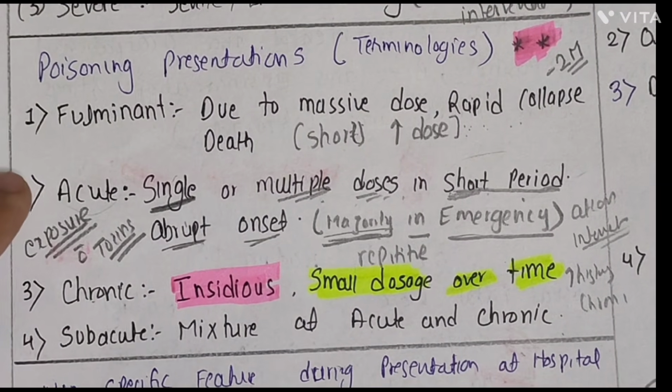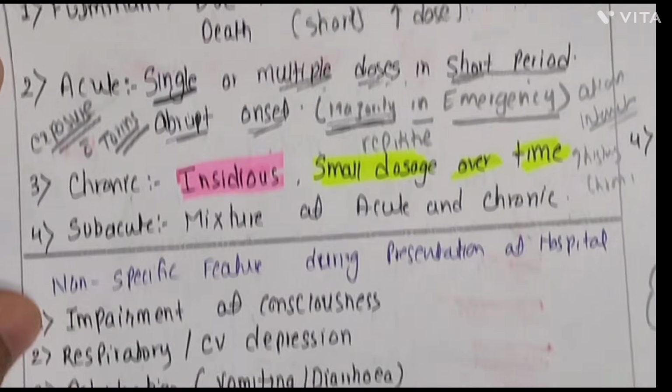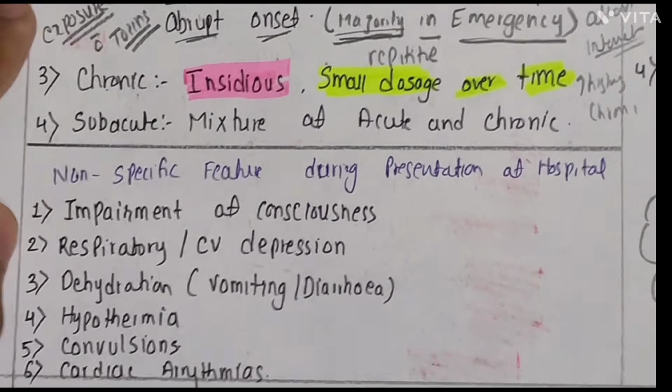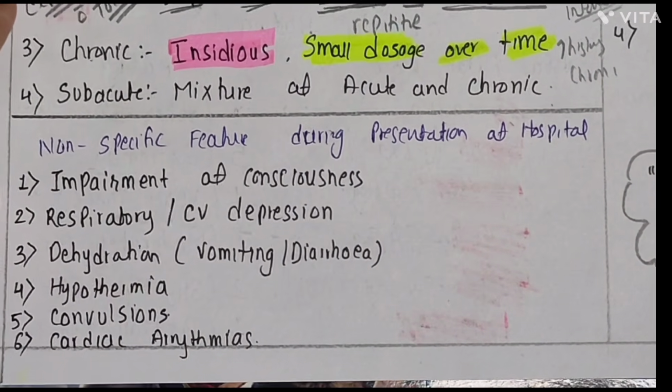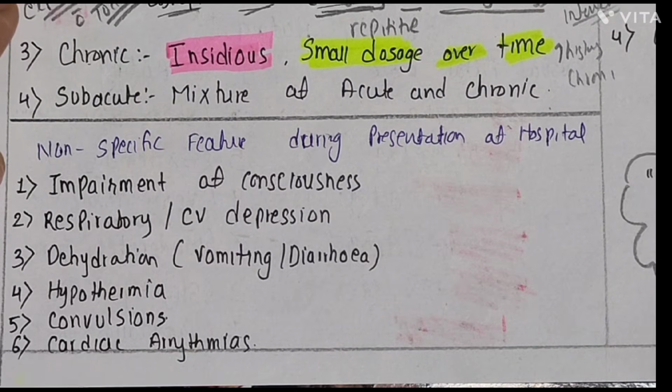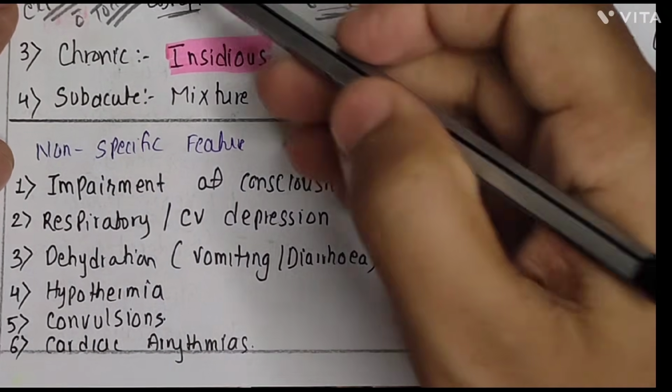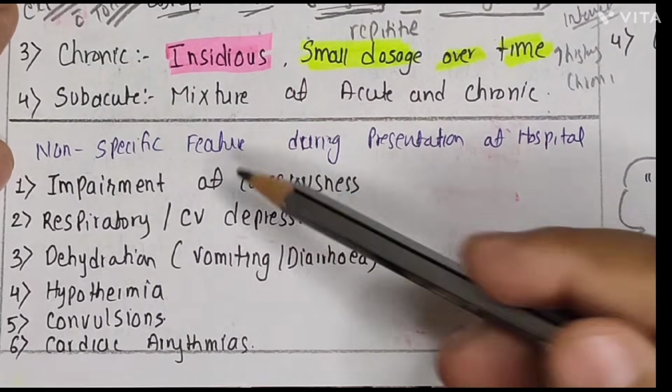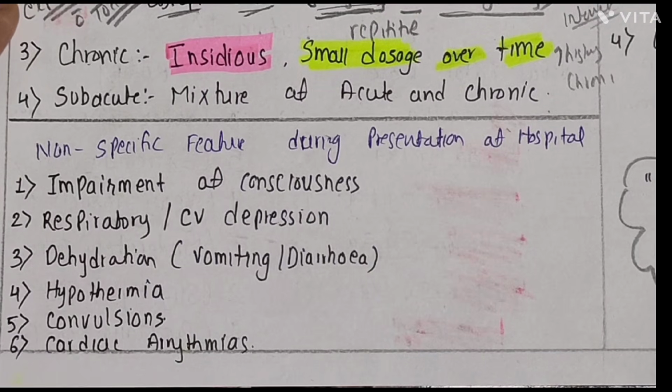Then another important concept in the features of poisoning is the non-specific features during presentation in the hospital. Not only will we discuss fulminant, acute, chronic or subacute, but also how this person is reaching the hospital. Those things we are going to discuss here. So sometimes the person may be unconscious or his consciousness will be at a compromised level. He is not oriented properly. That might be a situation.